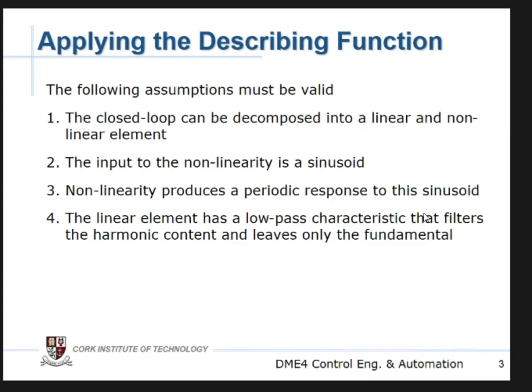With our relay, if the input is greater than 0, our output is going to be positive. When our input is less than 0, it goes negative, and therefore you're going to get that square wave coming out, which is periodic and so forth.